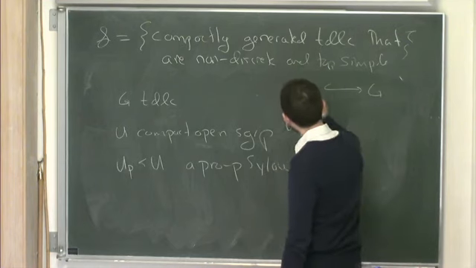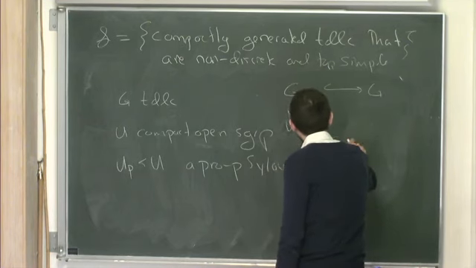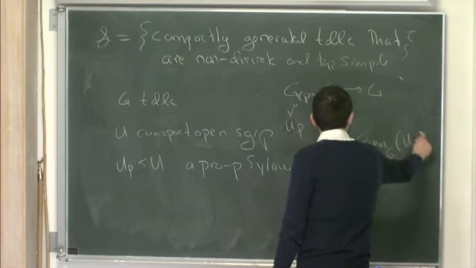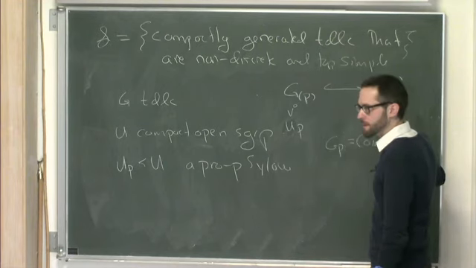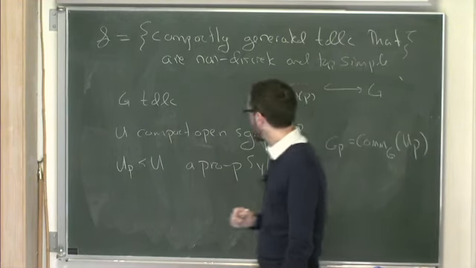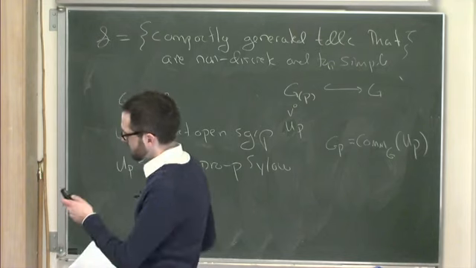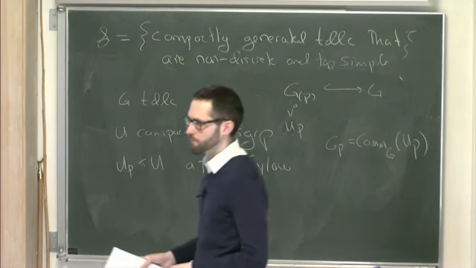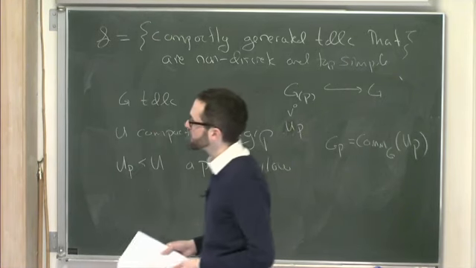So this group somehow knows about U_p. And for the experts, what this is, as a group, it's the relative commensurator of U_p inside of G. So you get this very large group that somehow knows something about the Sylow subgroup, right? Because the Sylow subgroup is open in there.